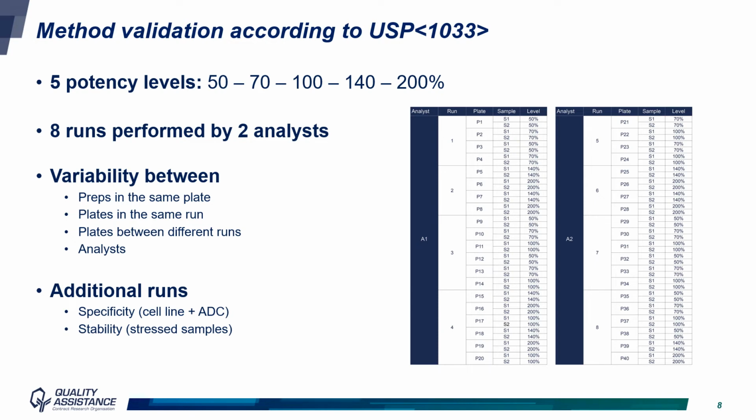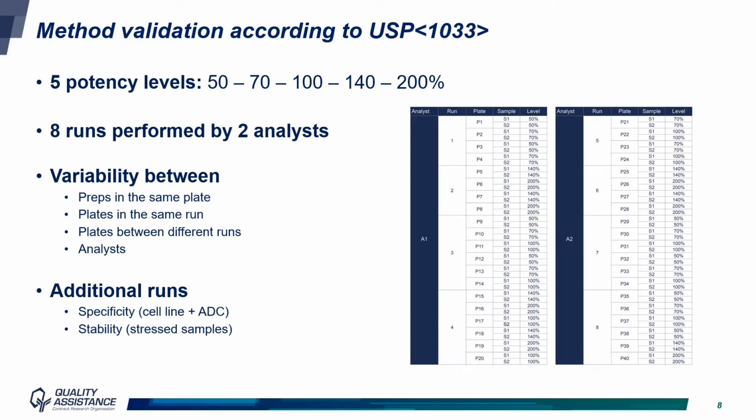The validation based on USP 1033 recommendation was performed in terms of specificity, relative accuracy, linearity, and precision. During the validation, Kadcyla was used as a sample to assess 5 different simulated relative potency levels: 50, 70, 100, 140, and 200%. For this purpose, 8 runs were performed by 2 different analysts in order to determine the accuracy, precision, and linearity of the method. The design of the run is presented in the table at the right side of the slide.